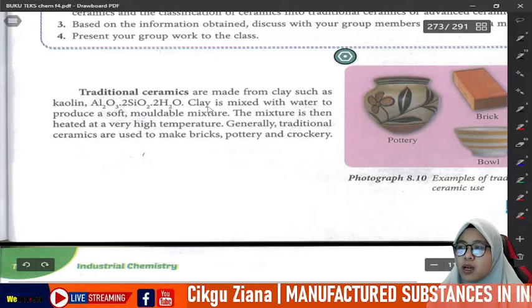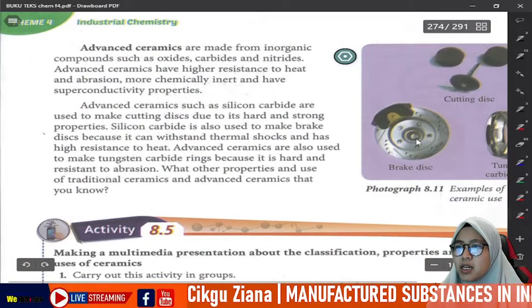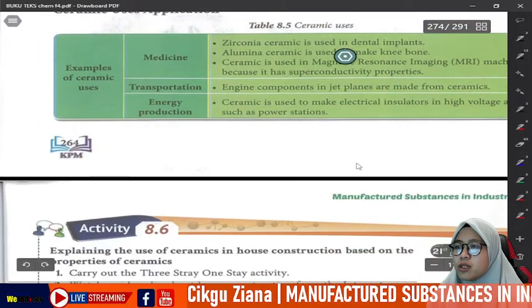Okay, for the traditional ceramics, that is kaolin, iaitu clay. Yang mana clay ni kita panggil dia kaolin. So produce soft. Yang ini lembut. And generally, traditional ceramics are used to make bricks, pottery and so on. Okay, see, this is an advanced ceramic. Advanced ceramic ni, such as silicon carbide, to make cutting disc. Brake disc ni yang dekat kereta motor. Okay, so that's all for the ceramic.